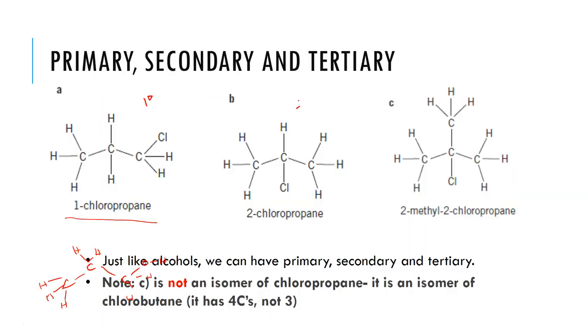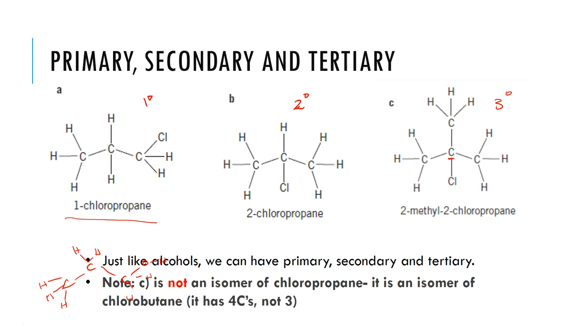Another way of showing the name of this is to use 2 and a little naught up the top is secondary, and then this one here is tertiary, because we can see that there are no hydrogens on this central carbon. It's attached to 3 other carbons and a chlorine. So in this case we have our primary, secondary and tertiary, and just like our alcohols, they have differing properties based on the position of the halogen.